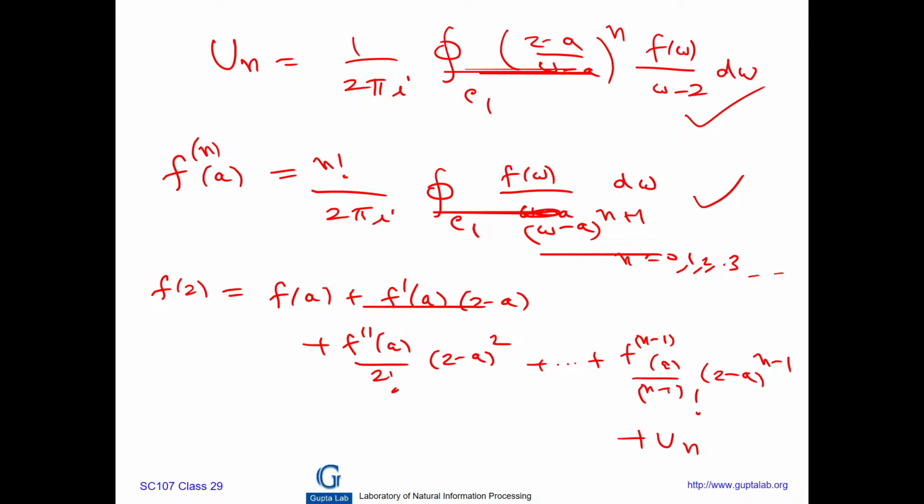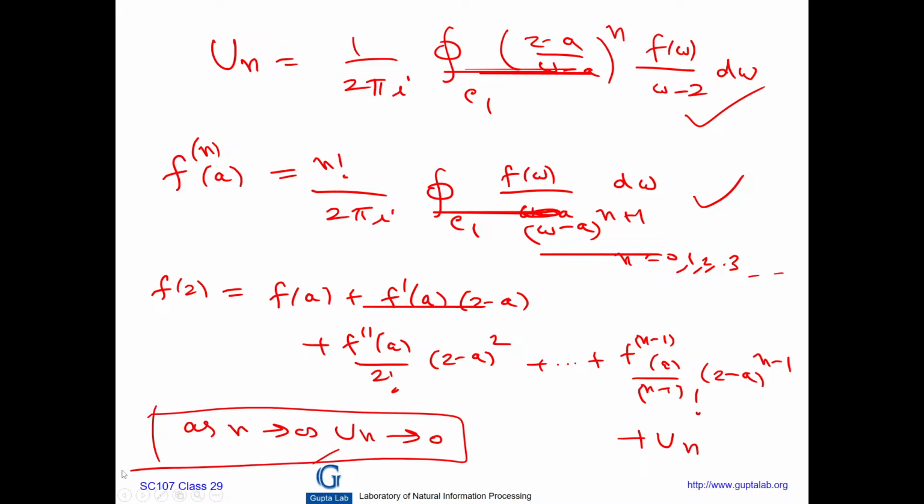Now can anyone suggest what should we do with un? If n tends towards infinity, we can show that un goes towards 0. So we are done, right? We will have a series, right? Now un goes to 0 means your friend epsilon will come into picture, right? So that's what we have to do with this. We only want to show that as n tends towards infinity, un goes towards 0. Then we are done.